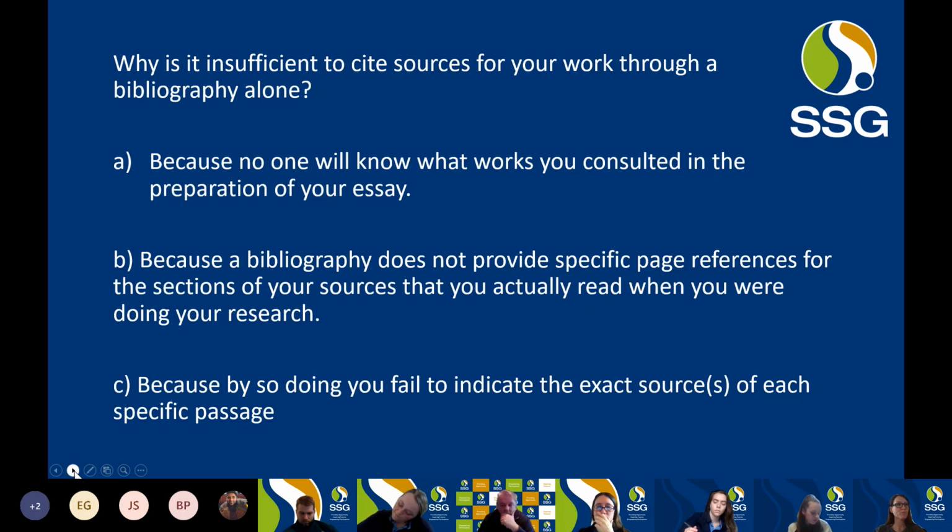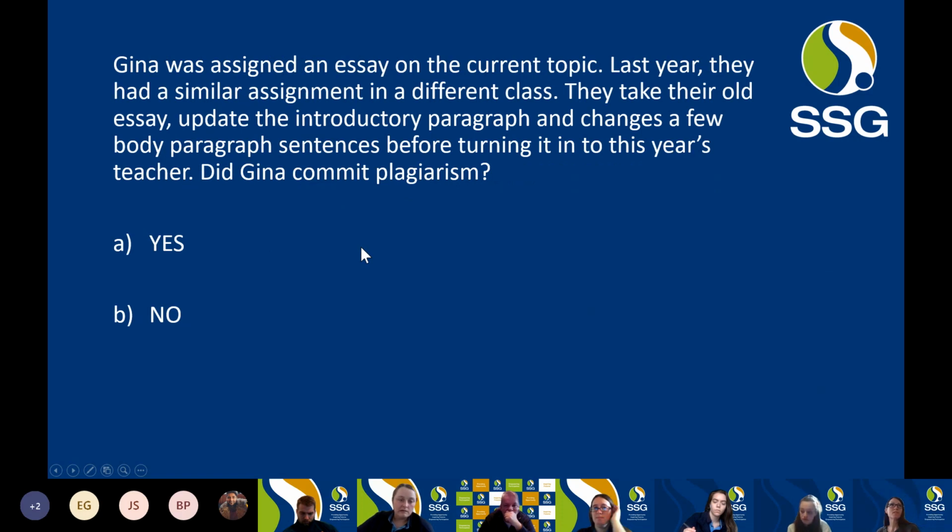Okay, next question. Gina was assigned an essay on the current topic. Last year, they had a similar assignment in a different class. They take their old essay, update the introductory paragraph, and change a few body paragraph sentences before turning it into this year's teacher. Did Gina commit plagiarism? Yes or no?